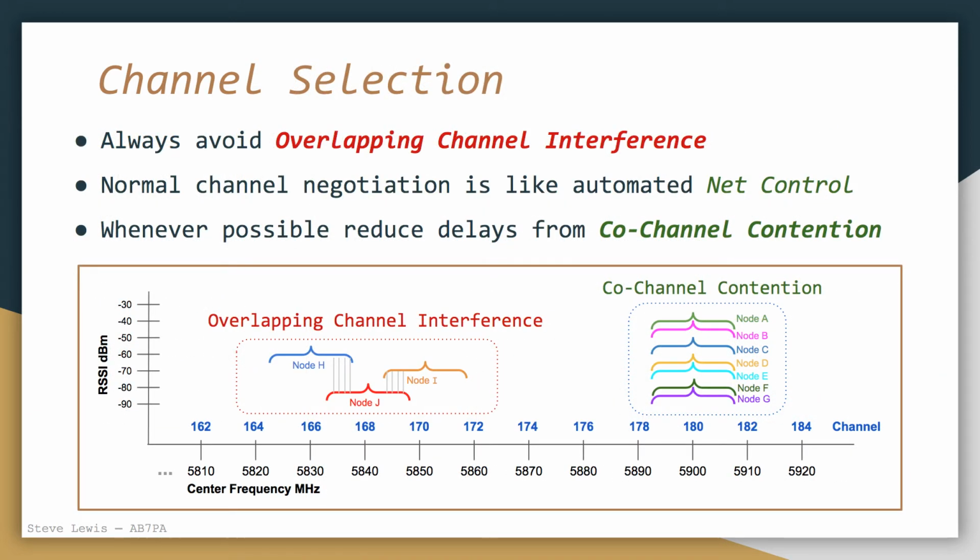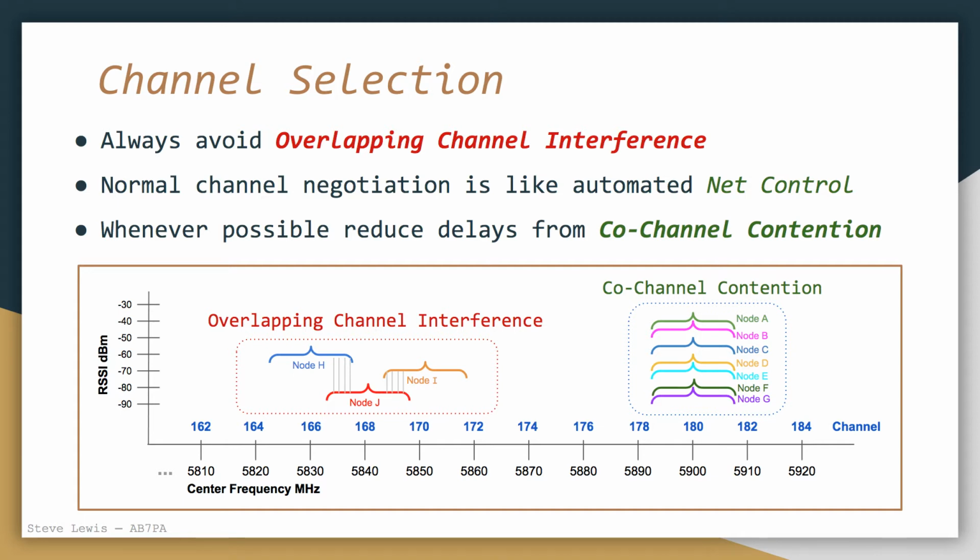A moment ago, we mentioned the importance of using non-overlapping channels, and the concept of overlapping channel interference is illustrated on the left side of this channel scan diagram. Overlapping channel interference is very serious and should be avoided at all costs, but it can be easily eliminated simply by selecting non-overlapping channels for all the devices that are accessing your network.